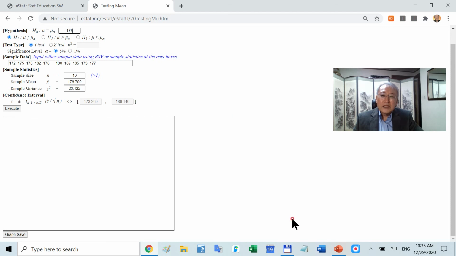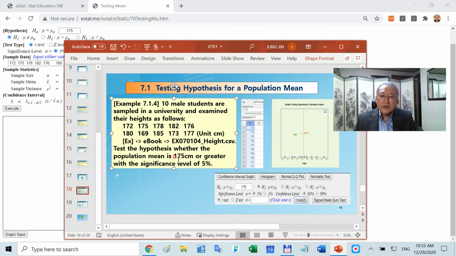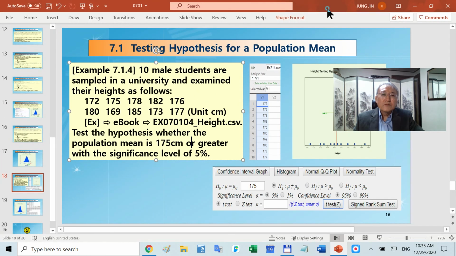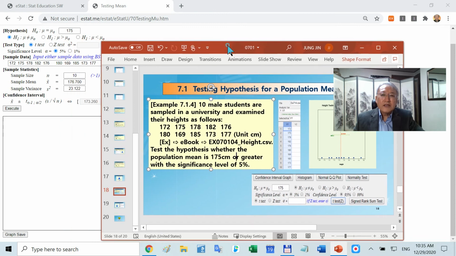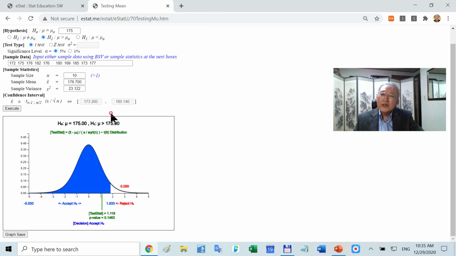And what was the alternative hypothesis? Or greater than. Then what do you have to select? You have to select the greater than alternative hypothesis. Yeah, you can choose a t-test. You may choose alpha 5%, 1%. Click this execute button. You calculate the confidence interval and the corresponding t-distribution hypothesis test. That's it.